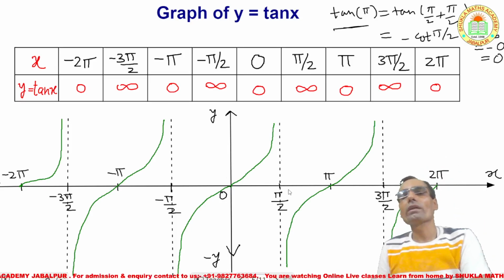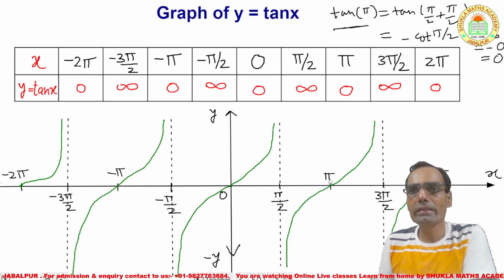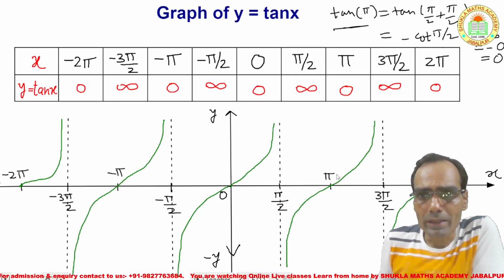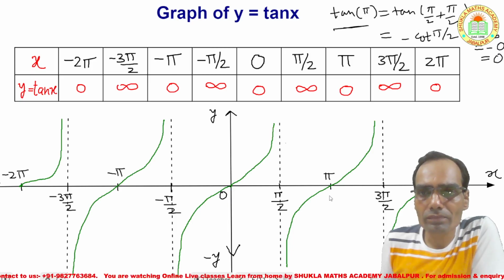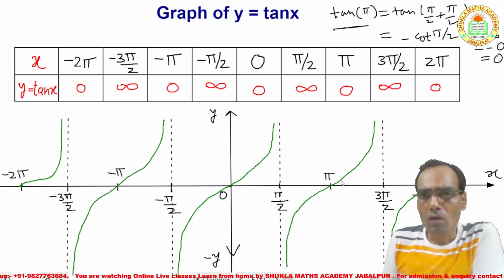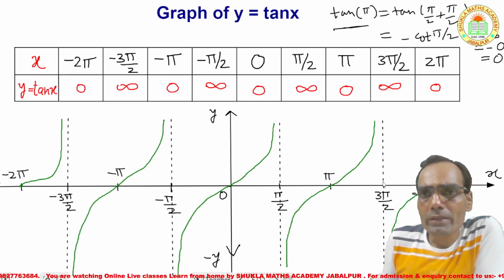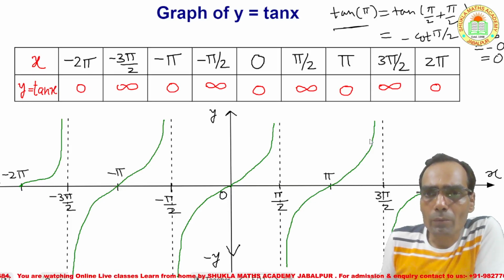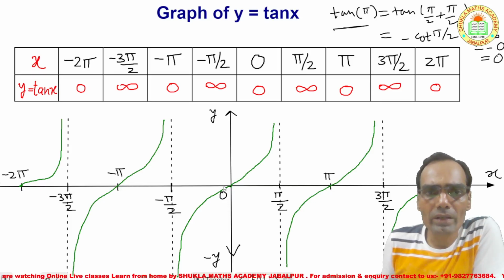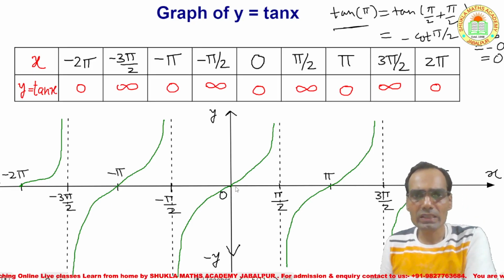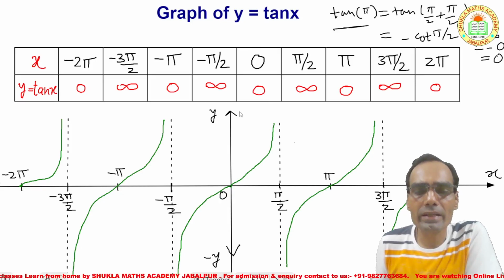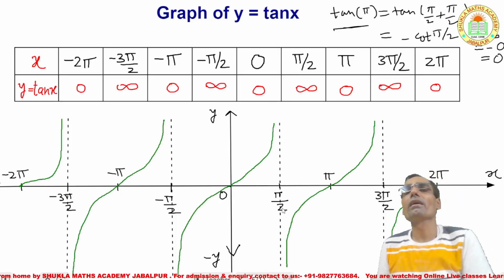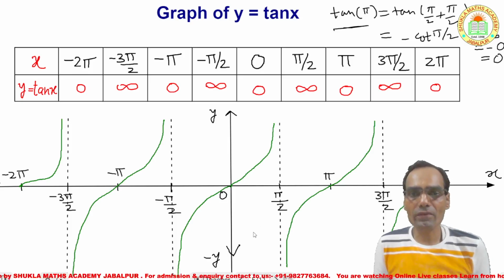Similarly we can draw the graph for pi and 3 pi by 2. At the point pi it is 0, and at the point 3 pi by 2 it is also infinity, right? So it is going down to infinity. Okay, and at the point 3 pi by 2 it is also infinity, so going up to infinity, right? And so on. Similarly on the left side, so we can say that one cycle of tan x will be completed in the interval of length pi. So we can say that tan x repeats after the interval pi.